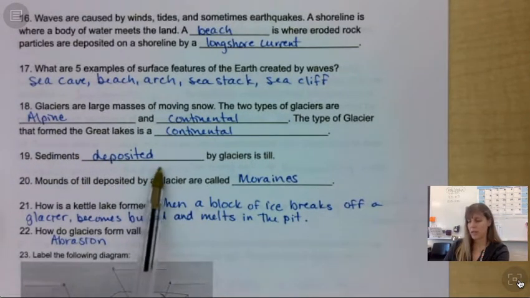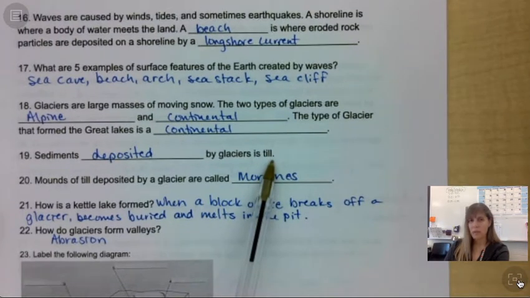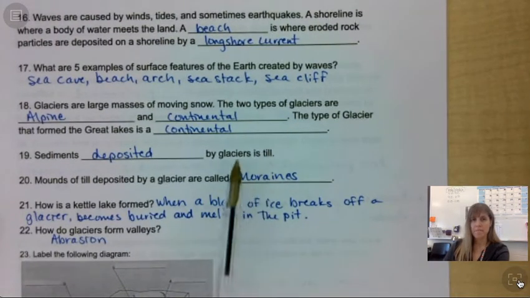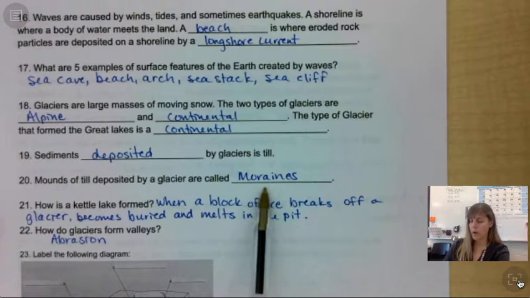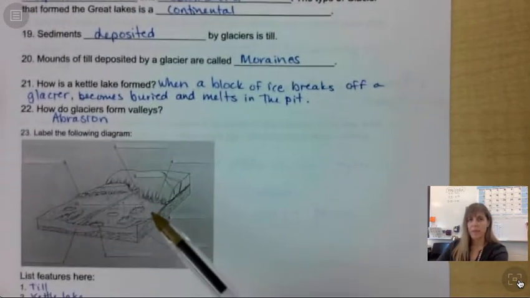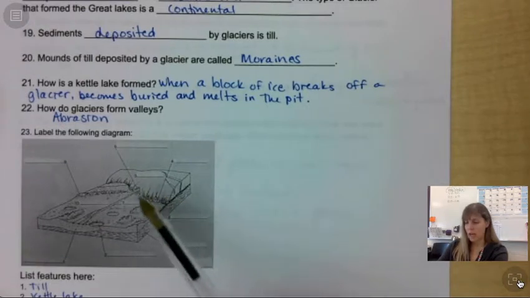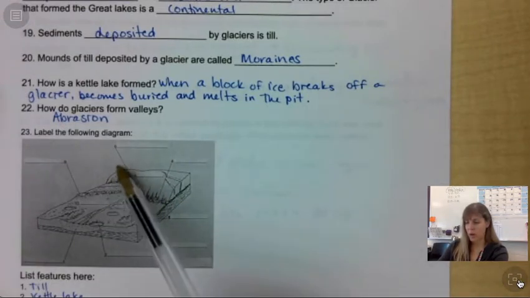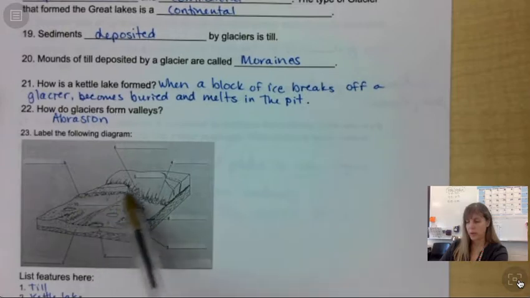So this is just the definition of till. Mounds of till that are deposited by a glacier are called moraines. You can have a terminal moraine or a lateral moraine. Remember, lateral is on the side of a glacier, and a terminal moraine is on the end of a glacier. So a terminal moraine might be more here, and a lateral moraine might be more here. Okay, like where it's coming from.